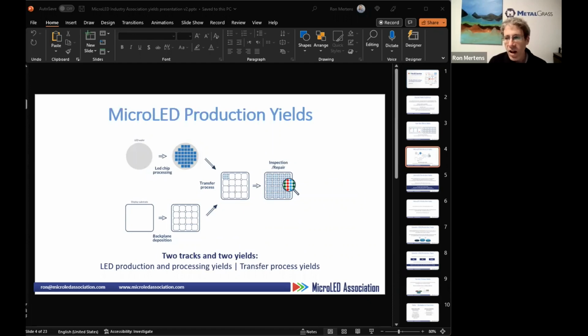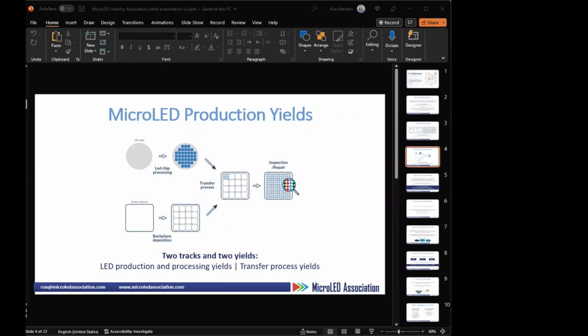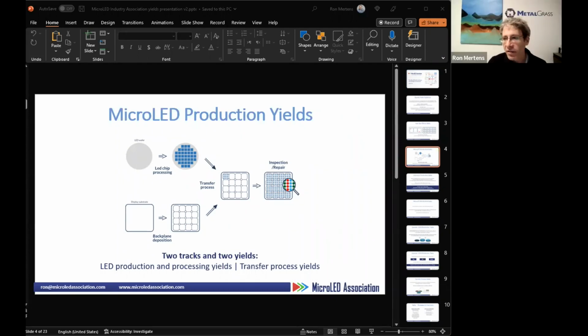Now let's take a look at how MicroLEDs are being produced or will be produced. Unlike LCDs and OLEDs, where everything is produced on a single substrate in one process, with MicroLEDs we have a different kind of thing. We have 2 production tracks. The first involves the production of the LEDs. You see it on top here. The first is the LEDs, and the second is the backplane. The LEDs are then transferred to the backplane in what we call the transfer process, or the pick and place process sometimes. And then everything is combined.